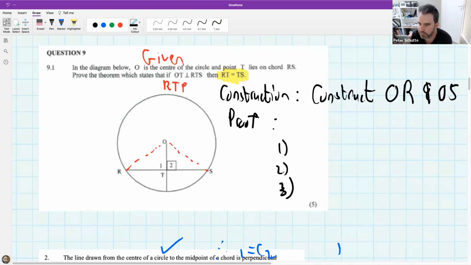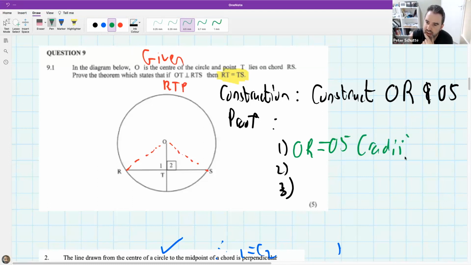Yeah, Mbasa, let's hear from you. What's going to be the first? Can you hear me, Mbasa? Yes, sir. Very good. What's my first step here? So the first step is OR is equal to OS, and the reason is radii. Perfect. Have you got a second one for me? OT is equal to OT because it's common. Yeah, so we can just say OT is common.